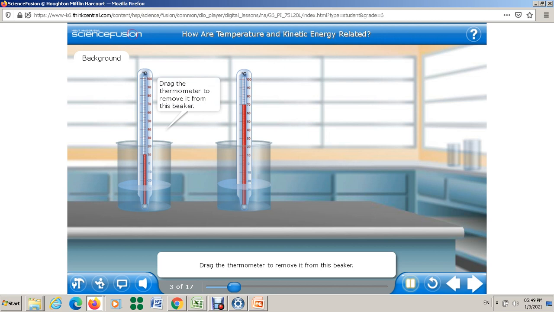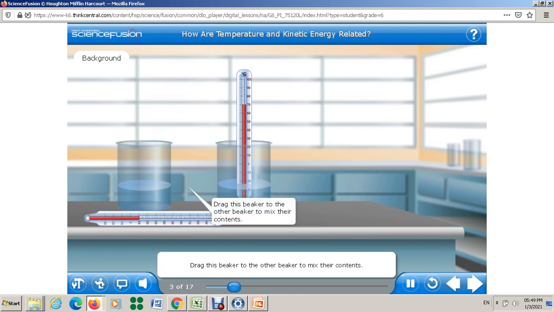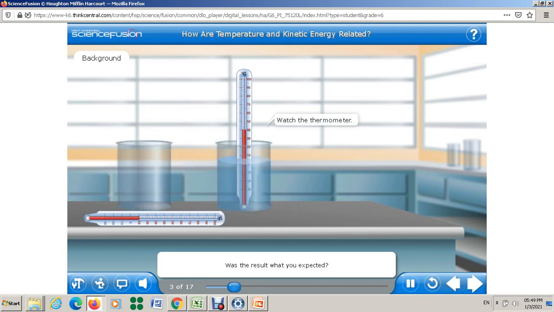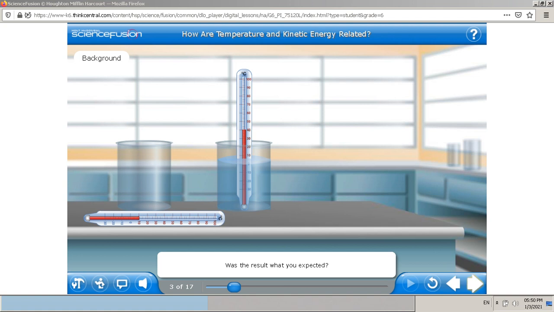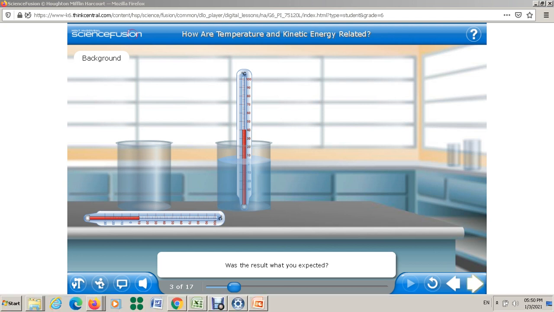Drag the thermometer to remove it from this beaker. The first step, I'm going to remove this thermometer. Drag this beaker to the other beaker to mix their contents. I'm going to add this water to beaker number 2. Watch the thermometer. What is the temperature now after we mixed these 2? It is 40 degrees Celsius, as you see. The temperature here has decreased for this beaker. This is what you expected. Is your prediction correct? You have to ask yourself.